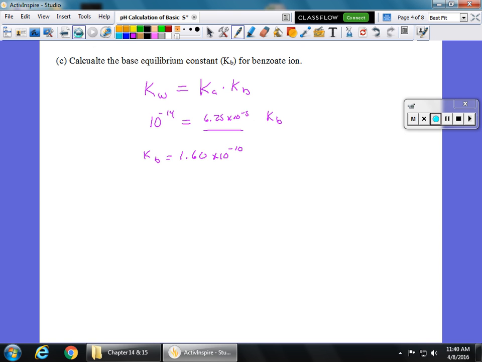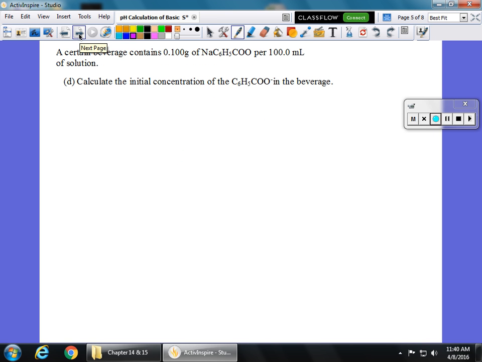Part D, we'll just do this last part for the first part of this review. It says a beverage contains 0.1 grams of this sodium benzoate per 100 mL. Calculate the initial concentration of the ion in the beverage solution, assuming the density of solution is 1 gram per mL. Well, we don't really need all of that information. All we need to know is we have 0.1 grams of NaC6H5COO per 100 mL, right? That's enough to get a concentration.